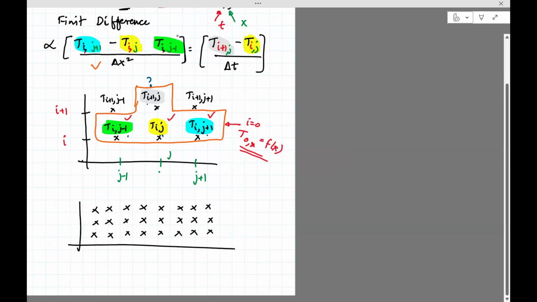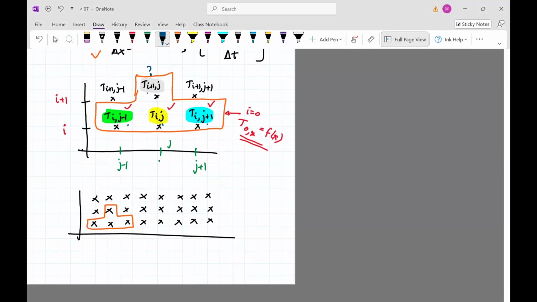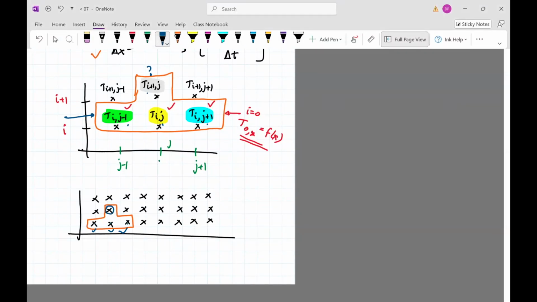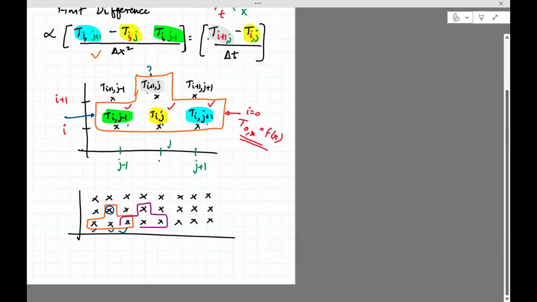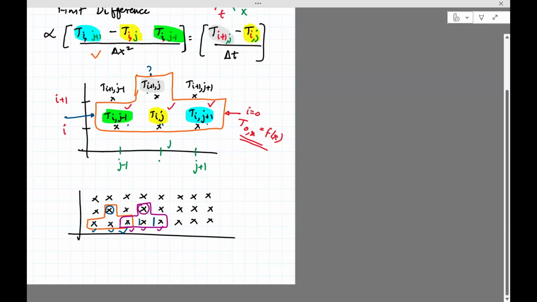So what you're going to do here is, these will be known. As I said, the first time t equals 0 is known. So you'll use this value to compute this value. Next, you'll use these four, which is this, to compute this value. And then you'll use these four to compute this value.